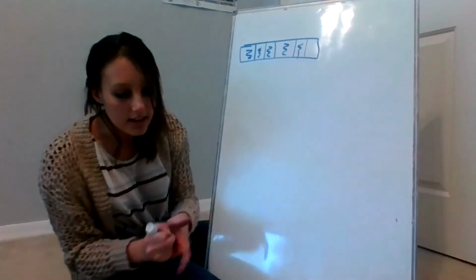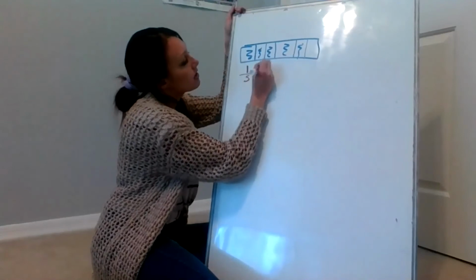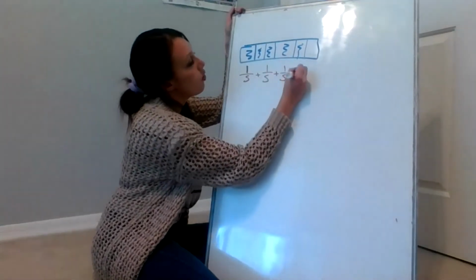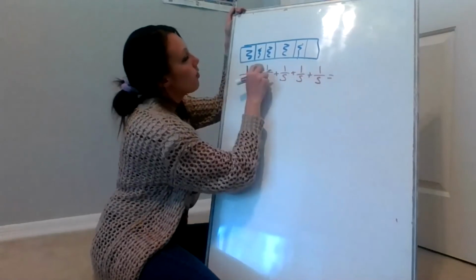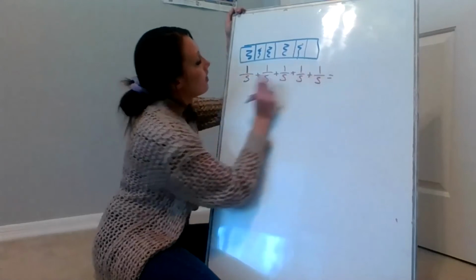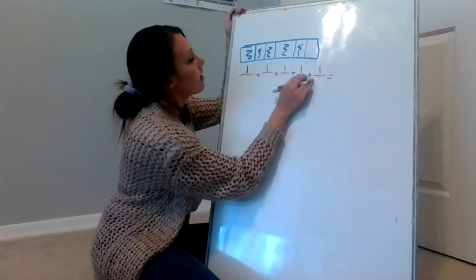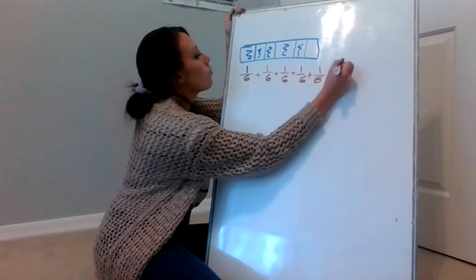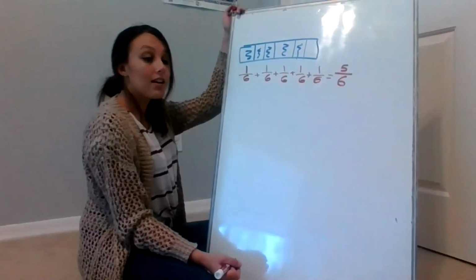I could either write 1/5 plus 1/5 plus 1/5 plus 1/5 plus 1/5 equals 1, 2, 3, 4, 5. Oh, these are 6ths. Remember, because we have our bar diagram divided into 6 sections. This equals 5/6. That's kind of a lot of work, right?